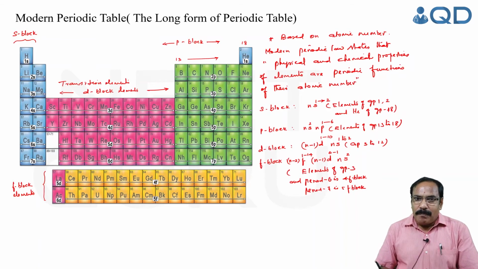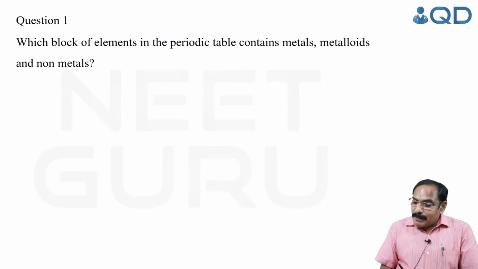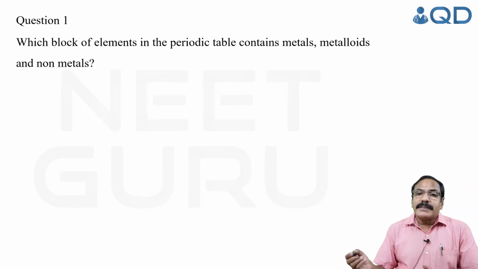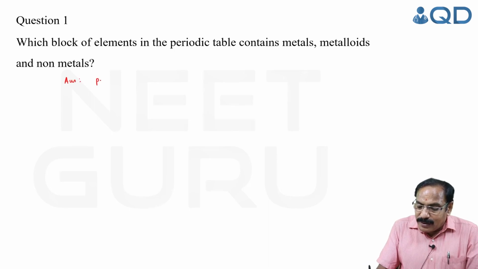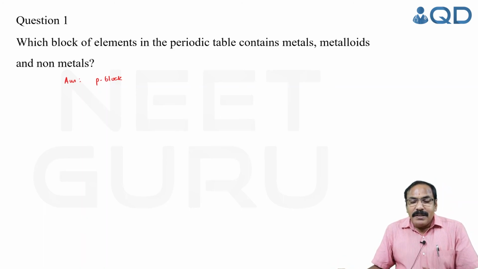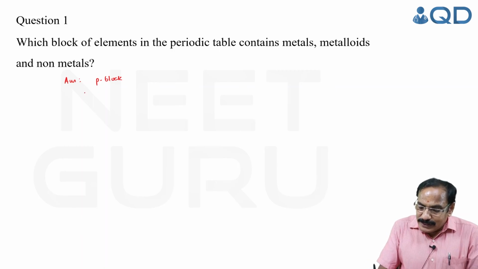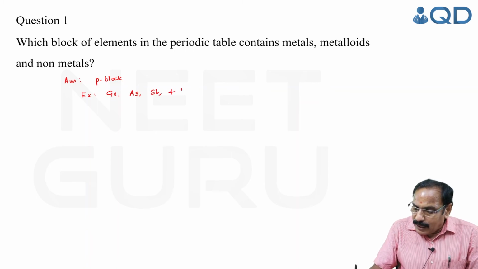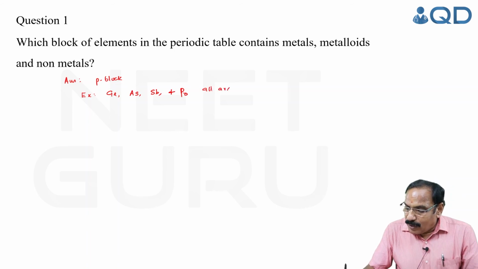Now let us do a simple problem. Which block of elements in the periodic table contains metals, metalloids and non-metals? Metalloid means semi-metals, elements having both metallic and non-metallic character. The only block which contains metals, non-metals and metalloids is the p block. For example, germanium, arsenic, antimony and polonium are metalloids, and all these elements are found in the p block.